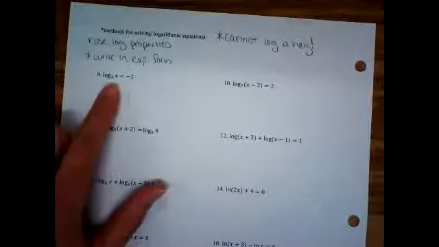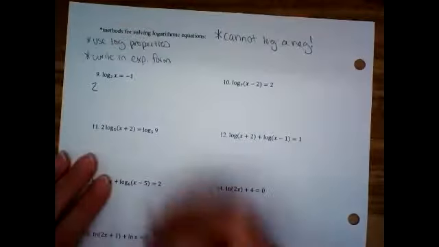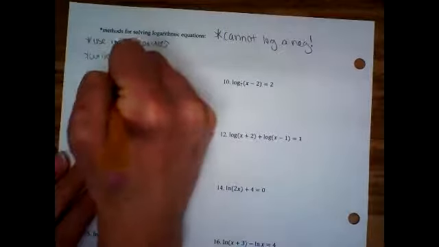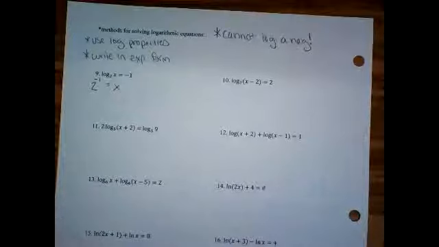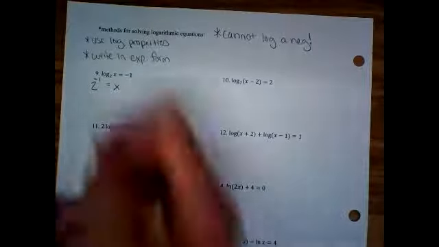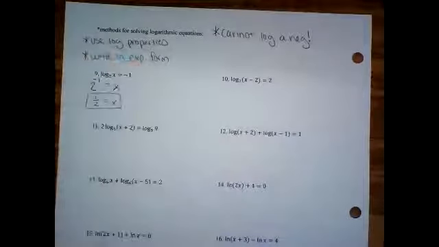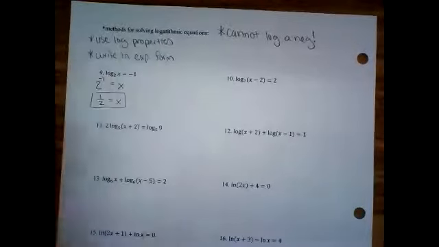So look at number 9. What's the base? 2. It's 2 to the power -1 equals x. So all you really have to answer is, what is 2 to the -1? 1/2, good, it's gonna flip it. So x is 1/2. That's not bad, right? Like I said, except for remembering those properties, sometimes people forget those properties, but otherwise these aren't too bad.